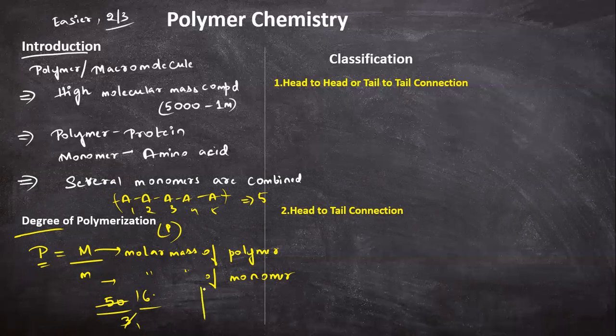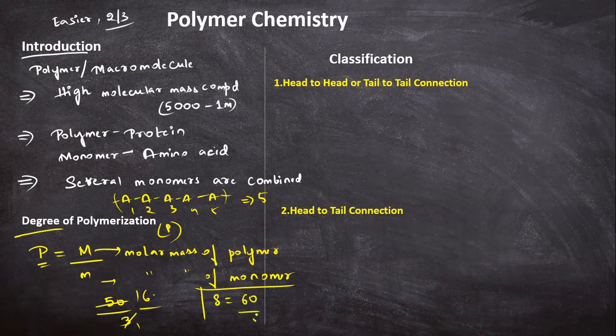And again, now we know the degree of polymerization, it is around 8. Okay, let me consider 8. And I know the molar mass of the polymer, it is around 60. And I don't know the molar mass of the monomer. So I can calculate like this also. Based on the question, we can calculate this. Clear? Acha.